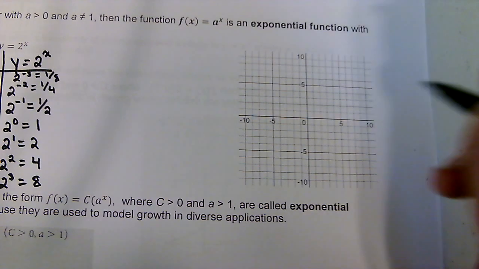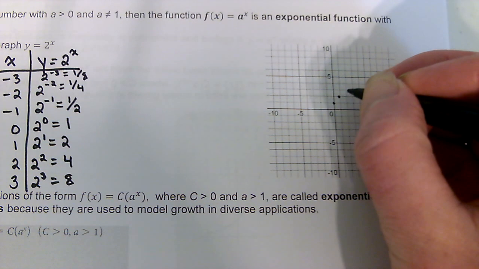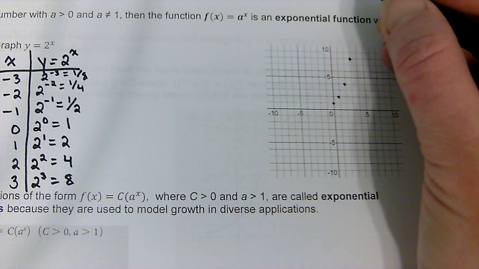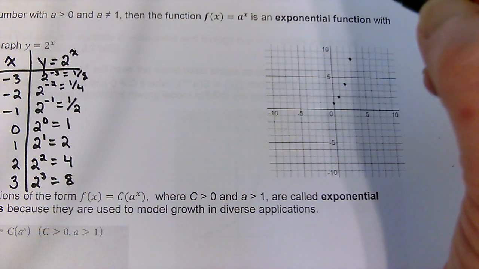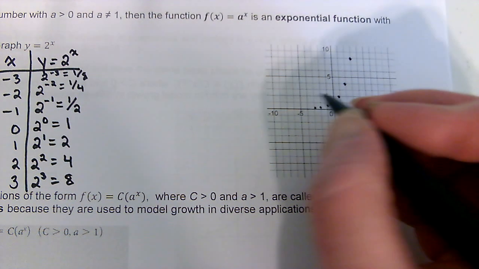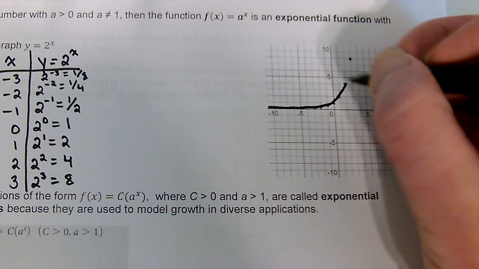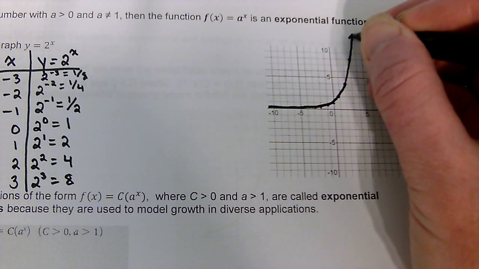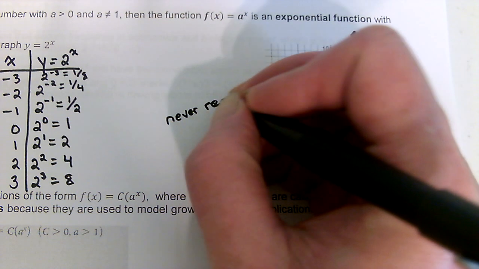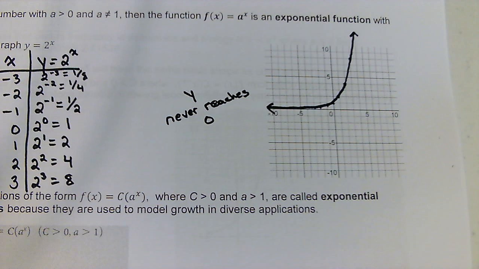So let's plot that. 2 to the 0 was 1, 2, 4, 8. The next one would be 16, so it gets big really, really fast. But it gets small really, really slow, but it's never going to actually reach 0. That's called a horizontal asymptote at 0, so it never reaches 0. So let's make a note, never reaches 0, or y never reaches 0.